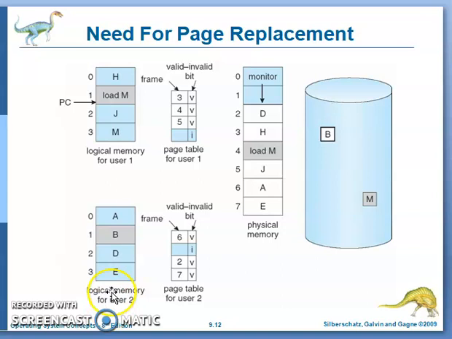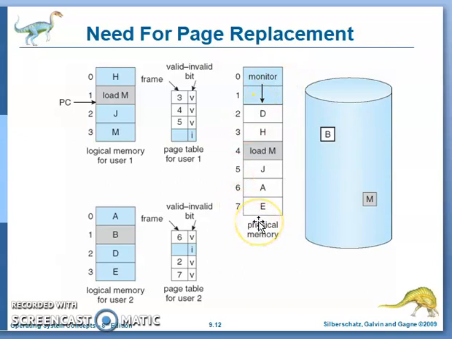And for user 2, there are A, B, D, E. Page 0 is at frame 6, that means A is at frame 6. That is valid, and these two are also valid. Page 2, D, is at frame 2. And page 3, E, is at frame 7. B is invalid, which means B is not in physical memory.